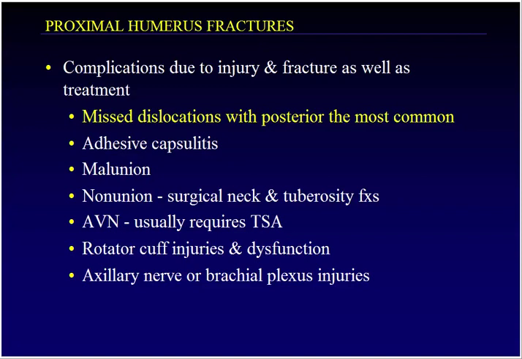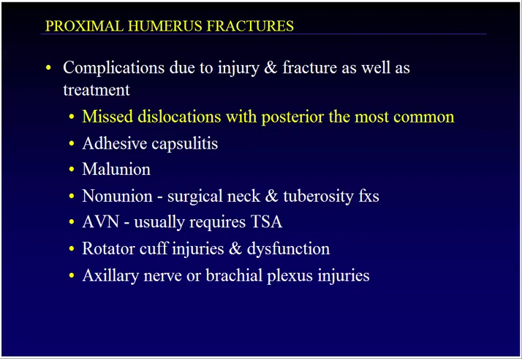Proximal humerus fracture complications are due to both the injury and the fracture as well as the treatment. The most common complication that we see is the missed posterior dislocation. So remember again, the patient with the lesser tuberosity fracture, keep driving this point home, you must recognize and rule out the possibility of a posterior shoulder dislocation.